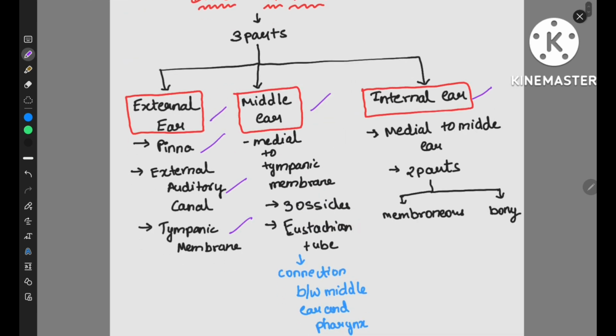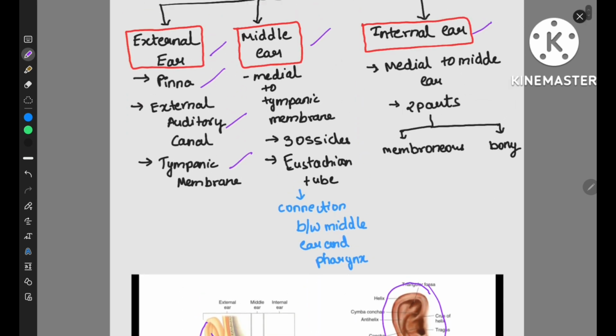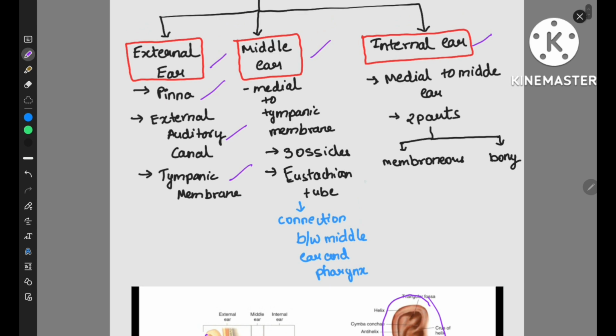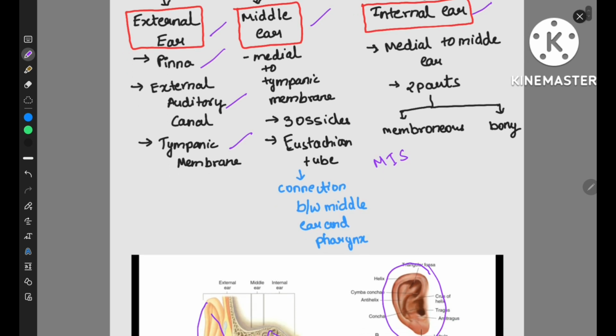Now let us discuss the middle ear. It is present medial to the tympanic membrane. See here, this is the tympanic membrane, and medial to it we find the middle ear. It has three ear ossicles. These are malleus, incus, and stapes. We find the eustachian tube, which is also known as the auditory tube. It is a connection between the middle ear and the pharynx. Its function is to maintain the balance.